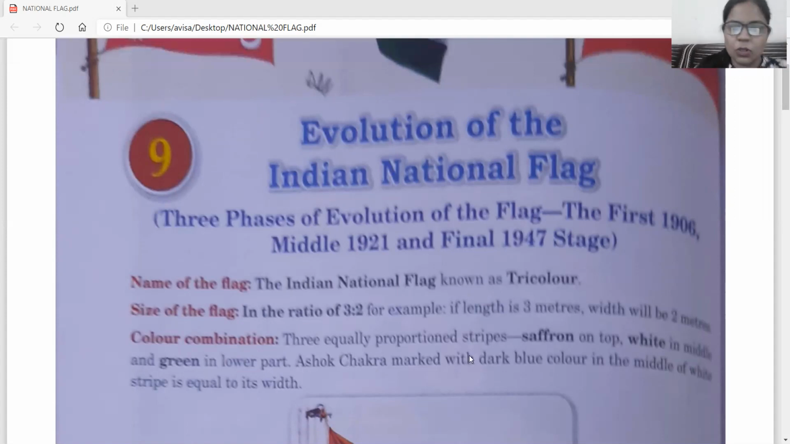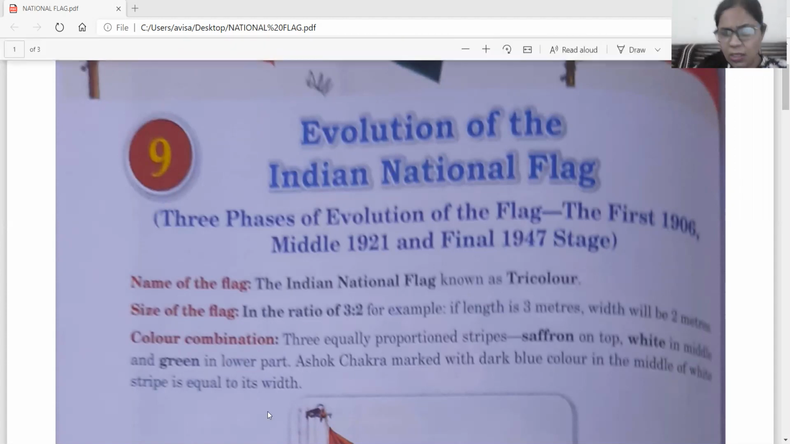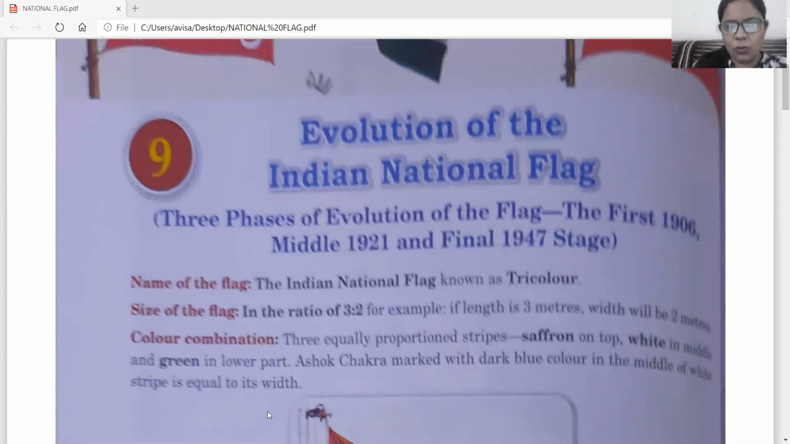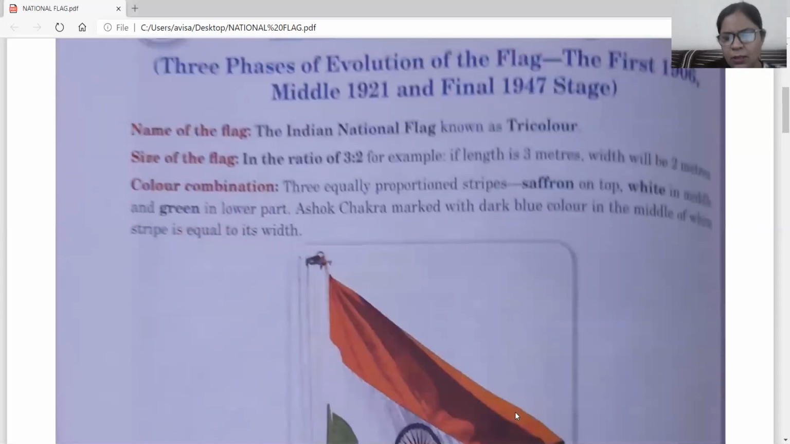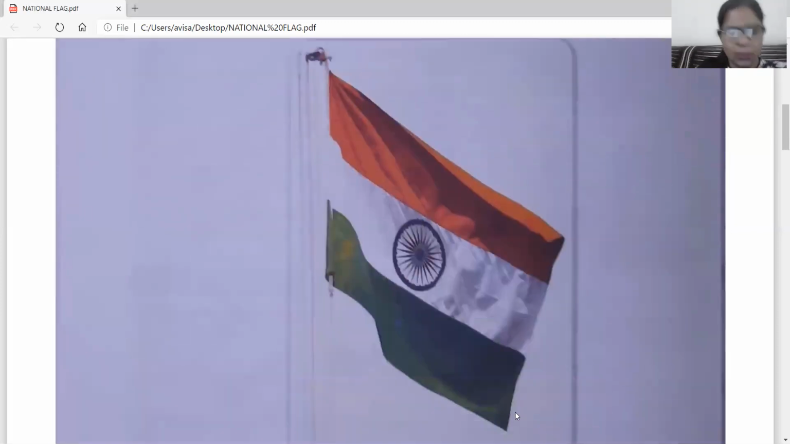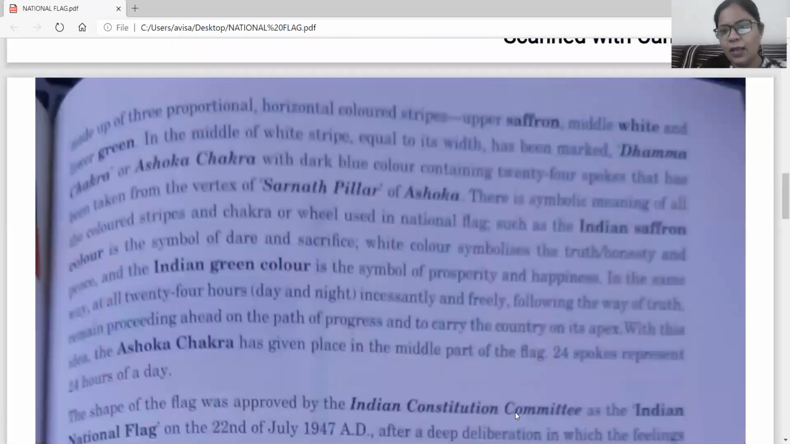Three equally proportioned stripes: saffron on top, white in the middle, and green in the lower part. The Ashok Chakra, marked in dark blue in the middle of the white stripe, has a diameter equal to the stripe's width. So you can see that this is our flag right now, but before that, there was another flag in our country.